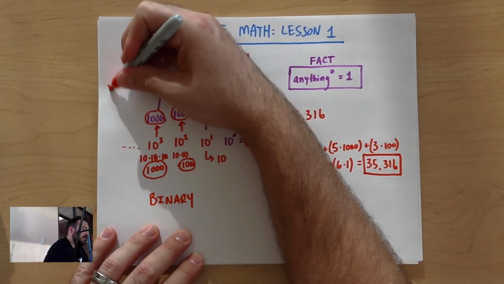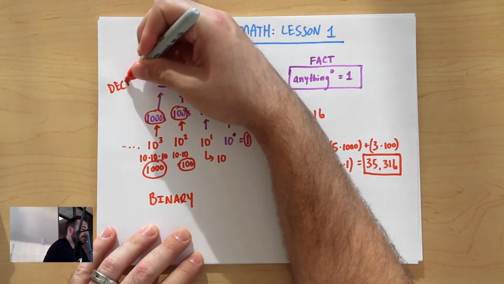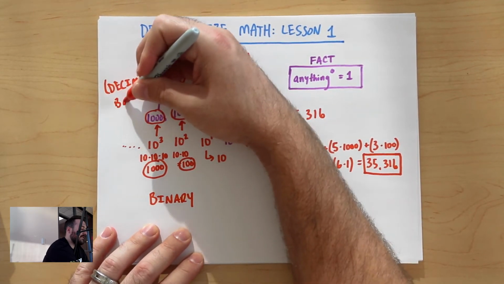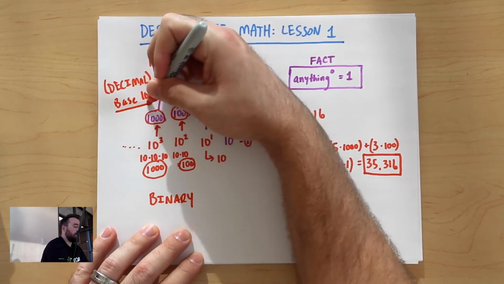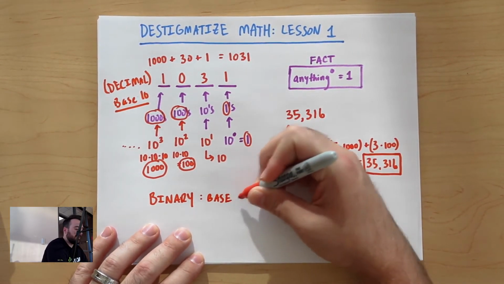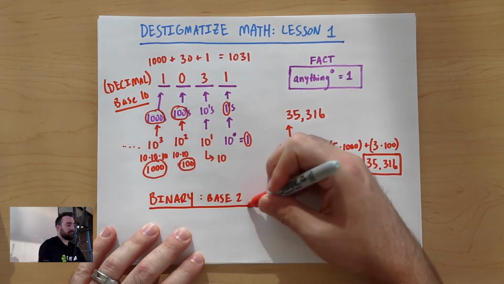So this is decimal. These are all decimal numbers up here, or base 10. We're going to look at binary or base 2 numbers next.